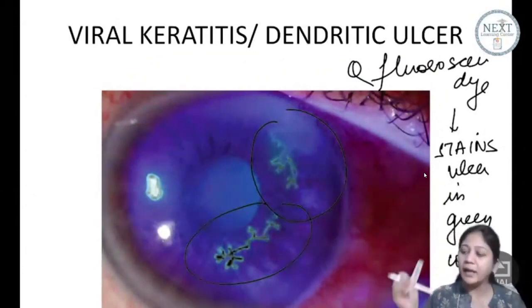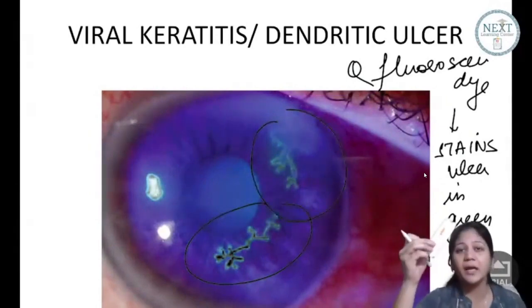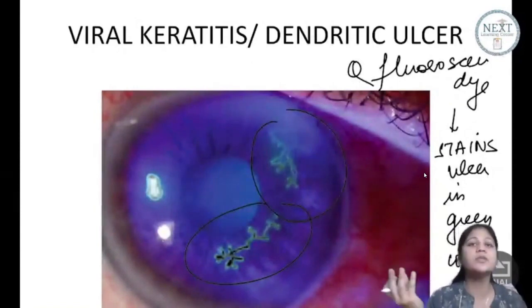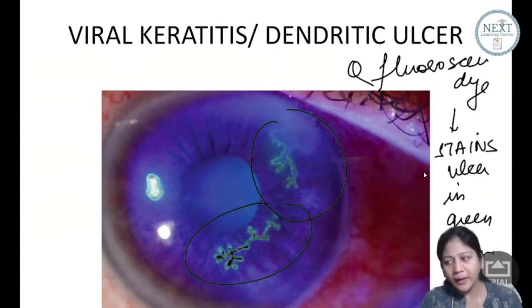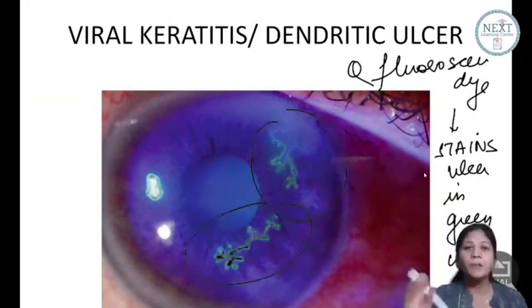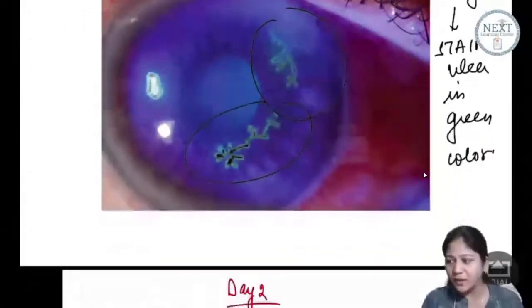Orange color is the dye. Dr. Akshata, orange color is the color of the dye. And what is this blue? This blue is the light of the slit lamp. Now is it clear, everyone? So don't get confused again. Orange color is the color of the dye. Blue is the light of the slit lamp and green is the ulcer. Now is it okay to everyone?